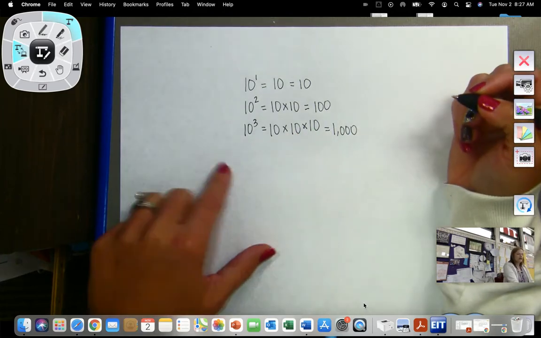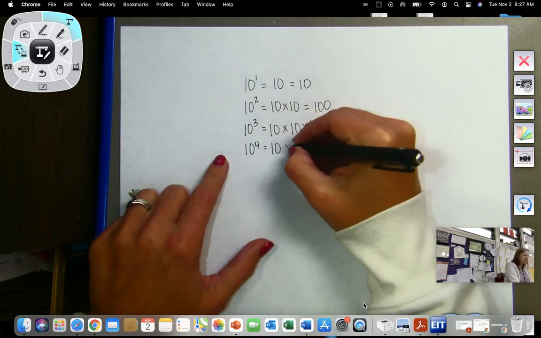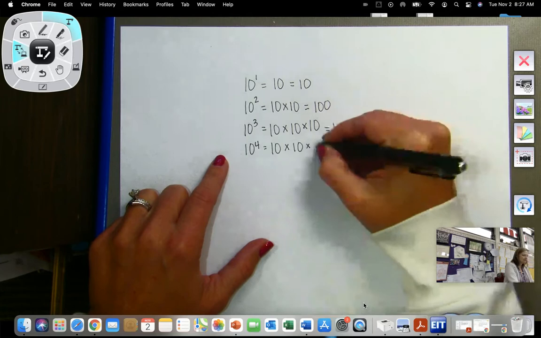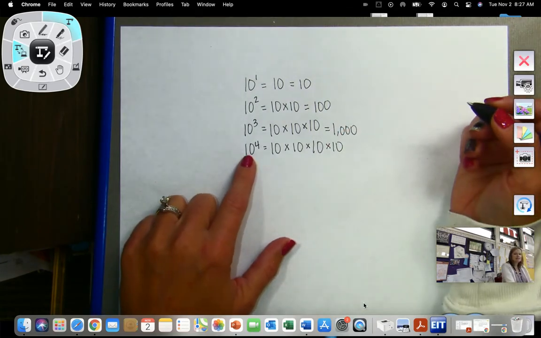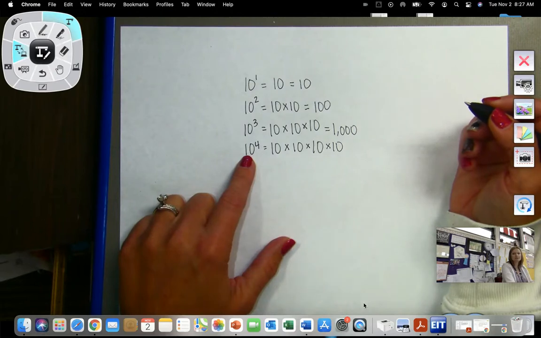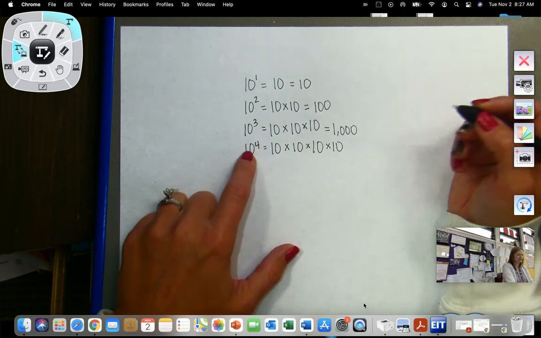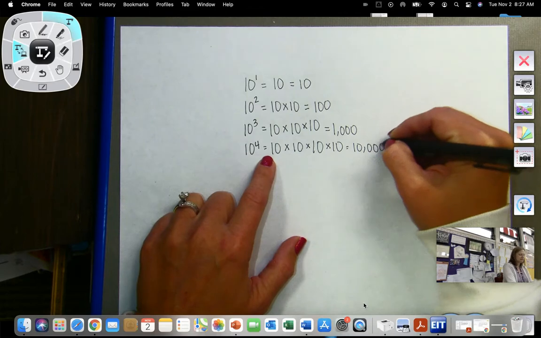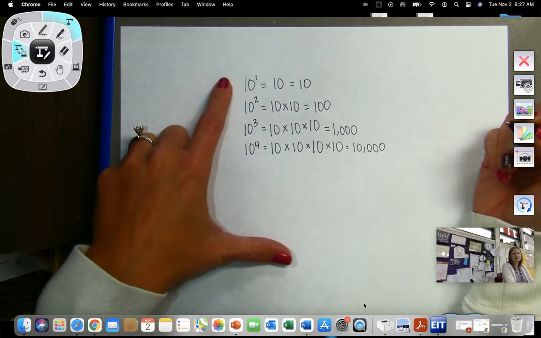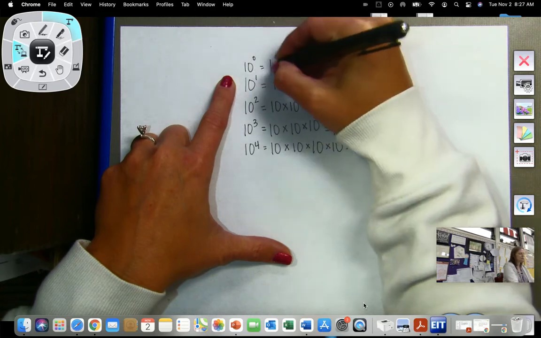We'll do one more, 10 to the fourth power. That is actually equal to 10 times 10 times 10 times 10. Because remember, the 10 is the base number. That's the number you're multiplying by itself. The exponent tells us how many times you're multiplying this base number by itself. So 10 to the fourth power is equal to 10,000. Up at the top, you may have to deal with 10 to the 0 power. And all that means is 1.